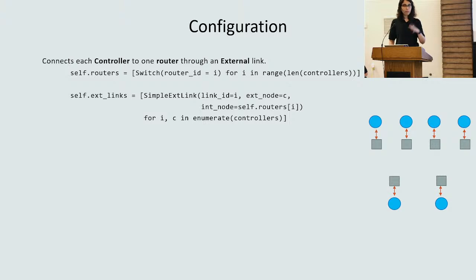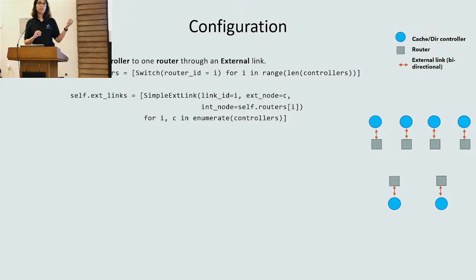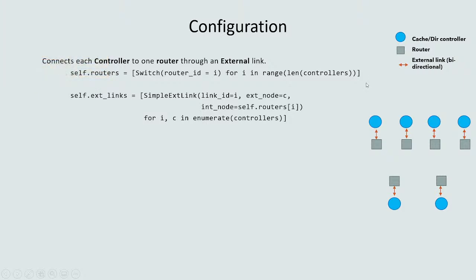So first of all, independent of whether you're using simple networks or Garnet, how do we connect our controllers to this system? We do that by connecting our controllers to our routers through an external link, which is specified here. In this case, I'm creating one router per controller. So if you have an L1 controller, L2 controller, and directory controller, just create one specific router for each of those controllers. And the way you connect them is through an external link, which is shown here.